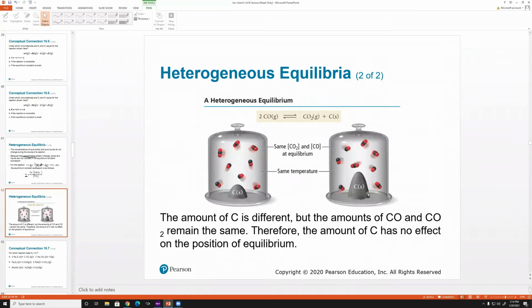And here's another example of that. When you have solid carbon, when the reaction continues to happen, the products are going to be in the same concentrations, but you have this non-mixing pure solid in there that will contribute to the reaction. But again, its concentration cannot be a factor in the equilibrium constant.